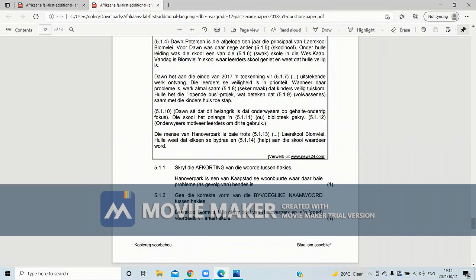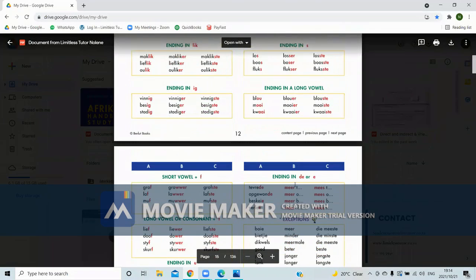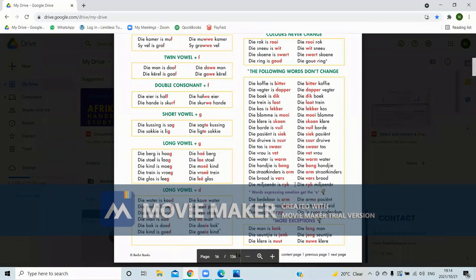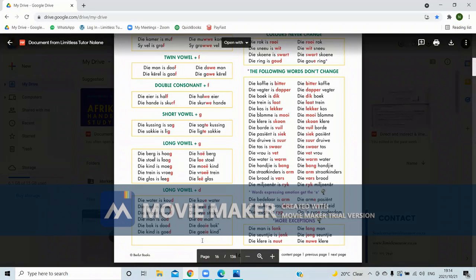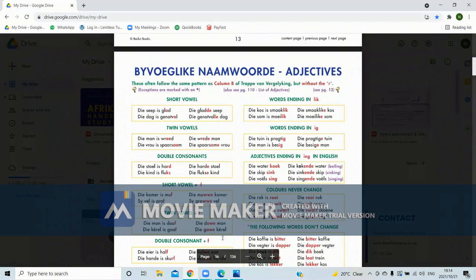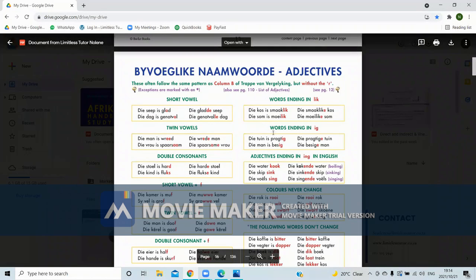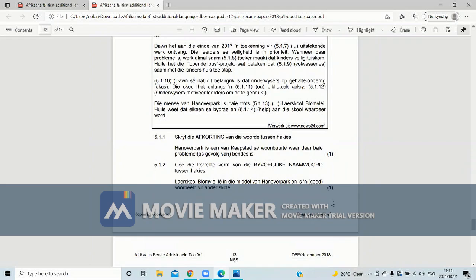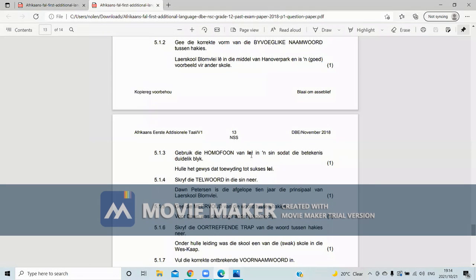Okay, so Laerskool Blomvlei lê in die middel van Hanover Park en is 'n goeie voorbeeld vir ander skole. Okay, so that's literally on this page. I'll just show you so that you guys have an appreciation for this book. It's very good. Oh yeah, die kind is goed, die goeie kind. Okay, and it says, yeah, byvoeglike naamwoord. Literally just studying the index to that book is useful because you learn the names of all these things. Okay, then homofoon van lei.